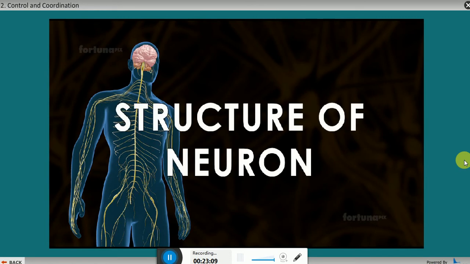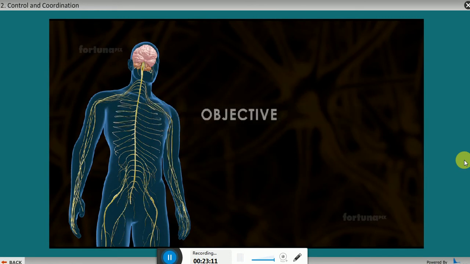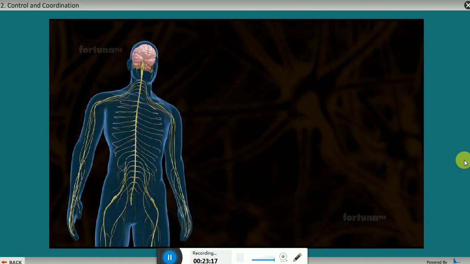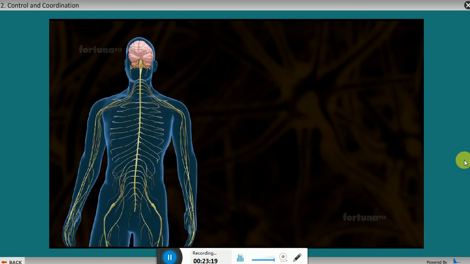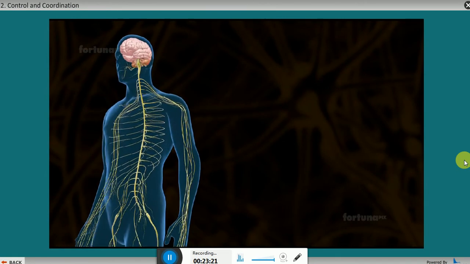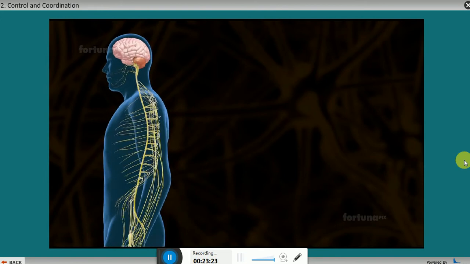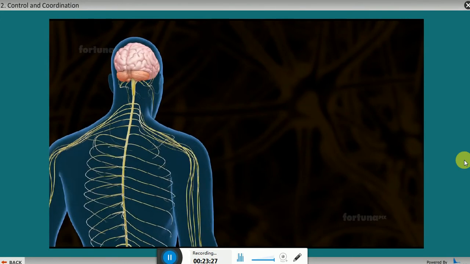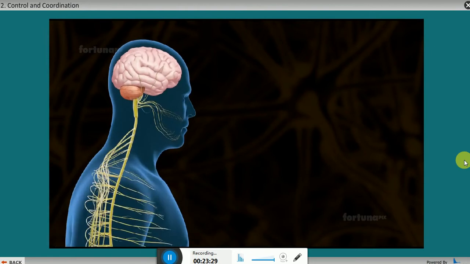Structure of neuron. Objective: to learn the structure of a neuron. We tend to think of the nervous system primarily as having to do with stimuli response, but it also works to control and coordinate the functions of the body.